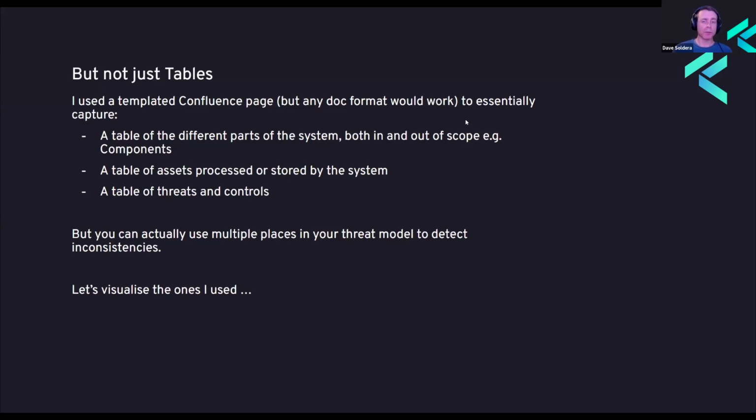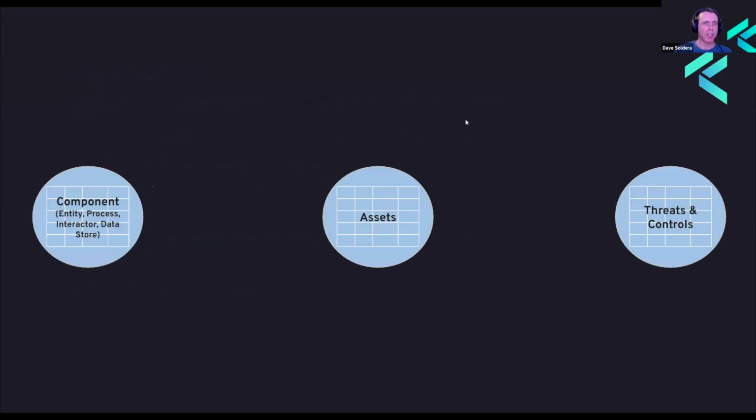But for my threat models, I quite often want them to be more self-contained. So I capture other relevant things as well, which can also be used to drive consistency. Let's see if I can explain what I mean by that. So let's start out with these basic tables that I have: a component table, different names of things there, an assets table, and a threats and controls table.